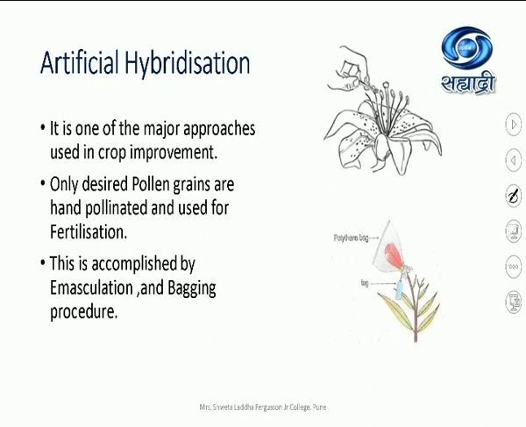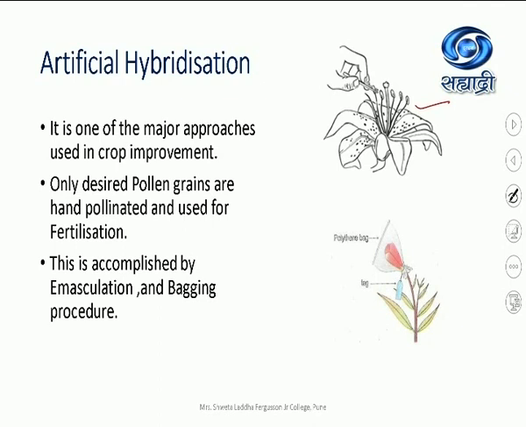What is emasculation? In this first picture, you can see that the person is removing the anthers of the flower. All the anthers are removed with forceps before they are dehiscent or before they mature. This process of removal of the anthers before they mature, before the pollen grains are produced, is called emasculation. So if in these flowers all the anthers are removed, all the male parts are removed, this flower is treated as a female part, correct?